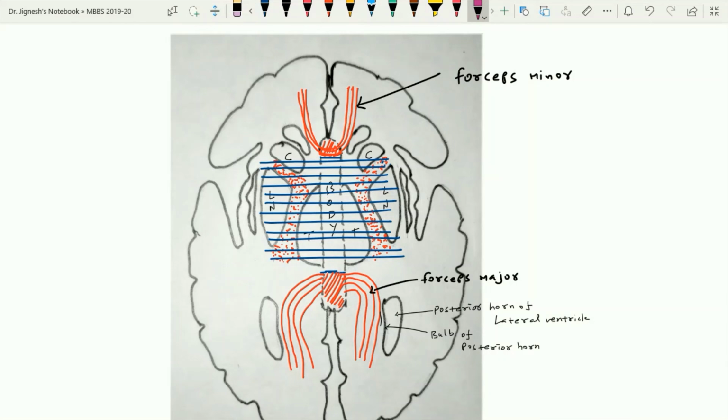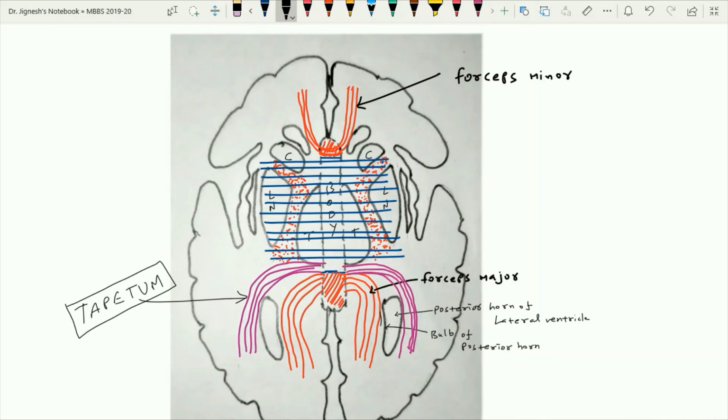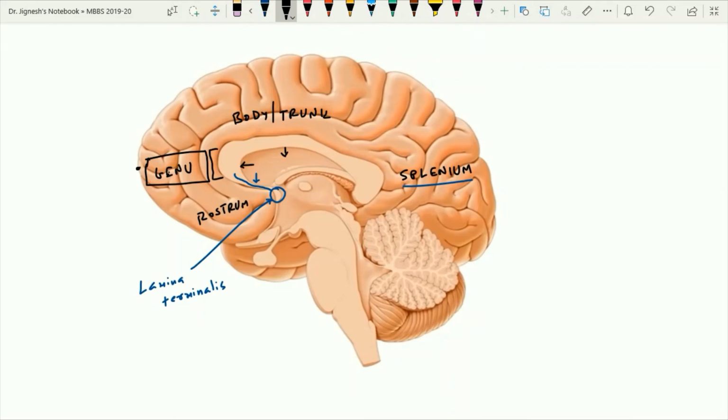But some fibers of the posterior part of the body of the corpus callosum as well as the splenium of the corpus callosum are not going to be intersected by these corona radiata fibers, and these fibers are called the tapetum. These fibers of the tapetum are going to form the roof and the lateral wall of this posterior horn of the lateral ventricle, as well as the lateral wall of the inferior horn of the lateral ventricle. Now let's see the function of the corpus callosum.